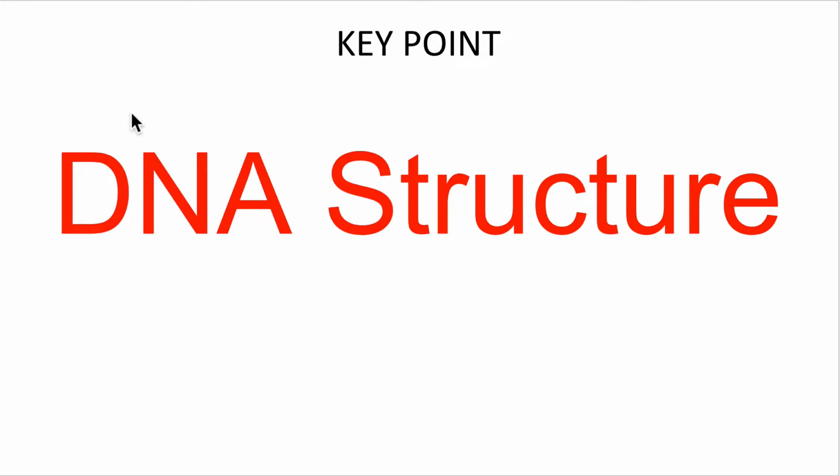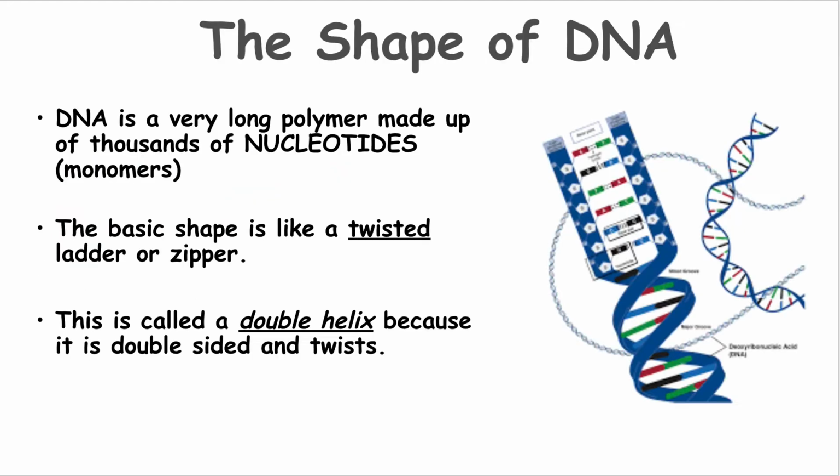Now you do need to understand the structure of DNA or what it looks like. The shape of DNA, or the structure of DNA, is called a double helix. And the reason it's called a double helix is because it's double-sided. If you look at my picture here of this big long strand of DNA, here it's zoomed in a little bit, and then it's really zoomed in here. But DNA is a polymer. It's a very, very long polymer, which means it's made up of a whole bunch of monomers.